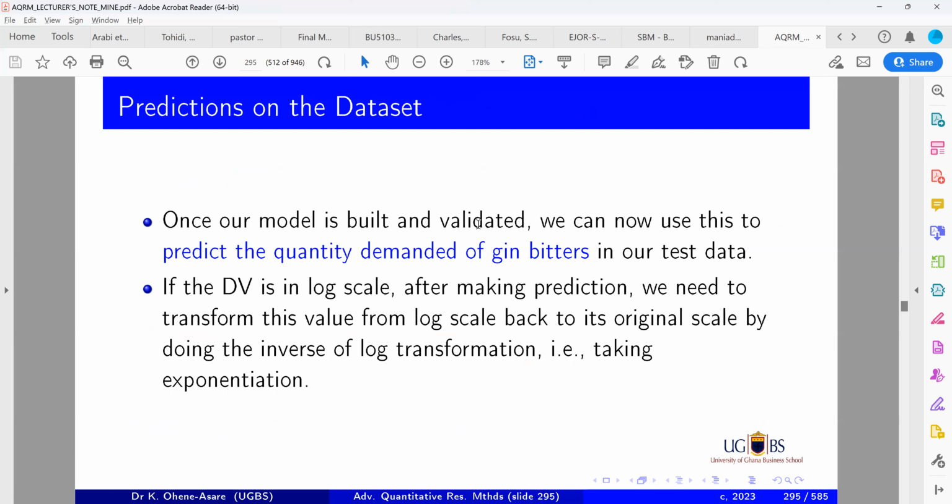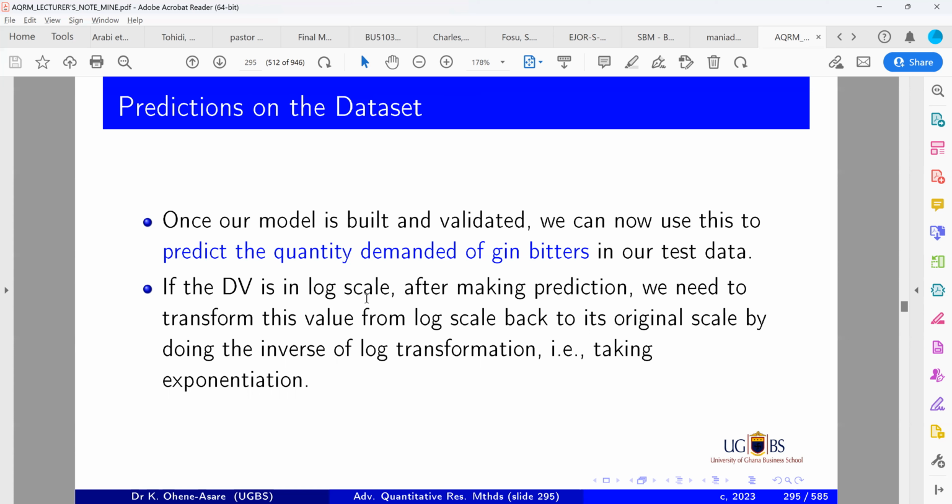That's when you use the R squared, adjusted R squared, the mean square, the root mean square, and all of those things. Once you have validated it, we can now use it to predict the quantity demanded of gene bitters in our test data. Now, if the dependent variable is in logarithm, after making your prediction, you have to transform this value from log scale back to the original scale for easy interpretation. In other words, when some of the values are logarithms, the way you interpret them is different from when they are not logarithms.